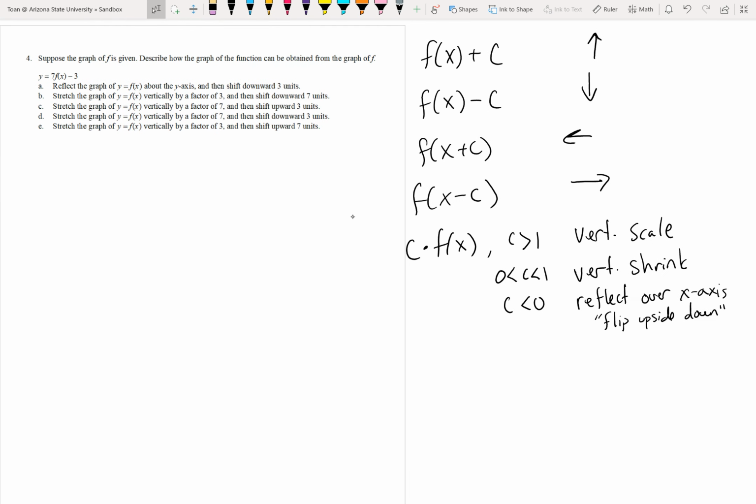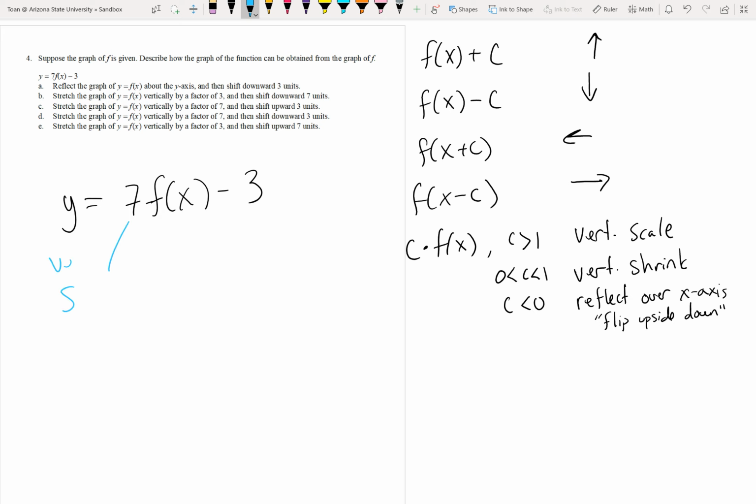Number 4 was a function transformation question, and again, this is sort of a you-have-to-know-it-or-you-don't-know-it kind of thing. These function transformations, you can't really figure them out. You have to know how each part of the equation affects the overall graph. So they give us y equals 7 times the original function minus 3, and if you know your function transformations, it should just be a matter of reading.